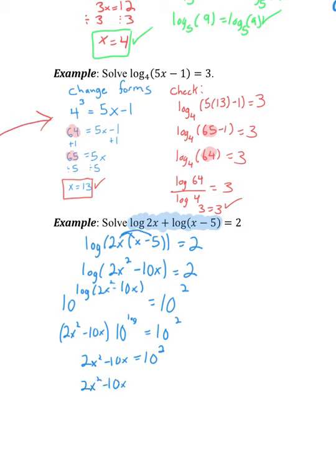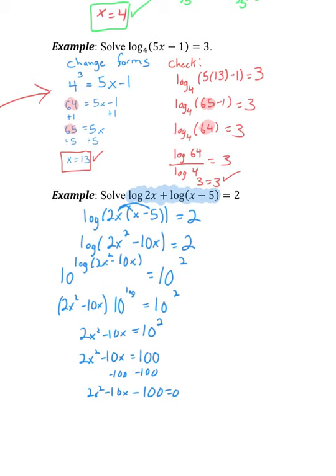Now, this is where some old school AGS2 skills are going to come in, because we're back to a quadratic equation here. 2x squared minus 10x equals 100. In order to solve a quadratic equation, first thing I'm going to do is subtract 100 from both sides. 2x squared minus 10x minus 100 equals 0. Whenever you want to solve a quadratic equation, you have to get the quadratic function on one side and a 0 on the other.